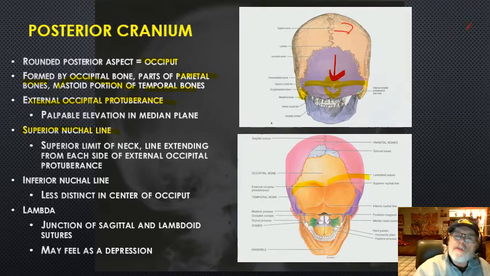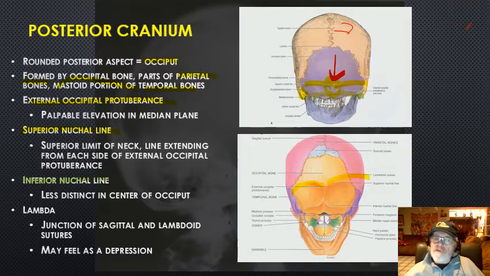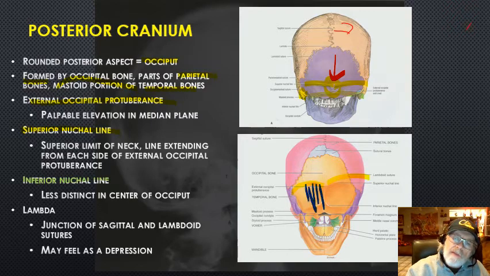Now below that, there's another line. You really can't feel it. That's the inferior nuchal line. The inferior nuchal line would be down there. The reason why you can't feel the inferior nuchal line is because the muscles for the back of the neck attach there, so you really can't feel it.